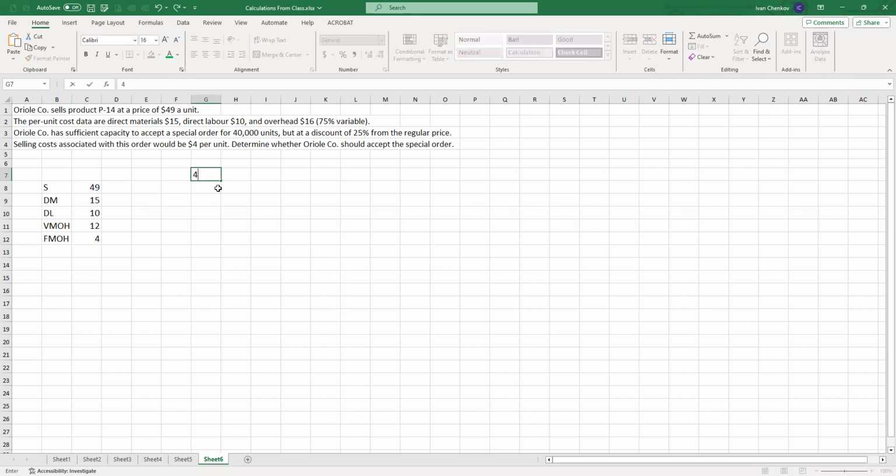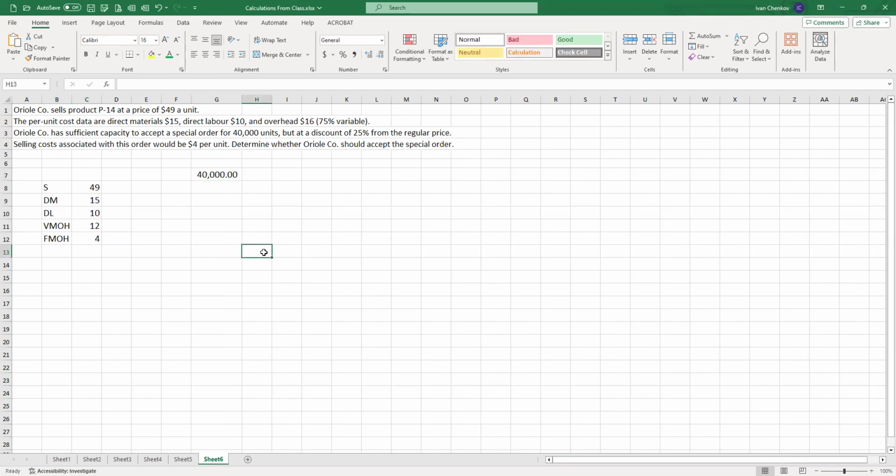So I have 40,000 units. Somebody comes and says, hey, can you make 40,000 units for me? But at a discount of 25% off the regular price. So he wants me to sell those. How much per unit? 49 times 0.75 is $36.75.